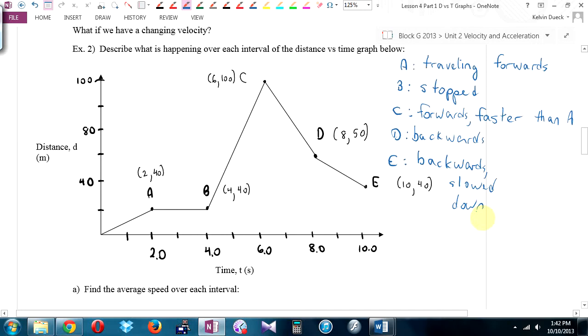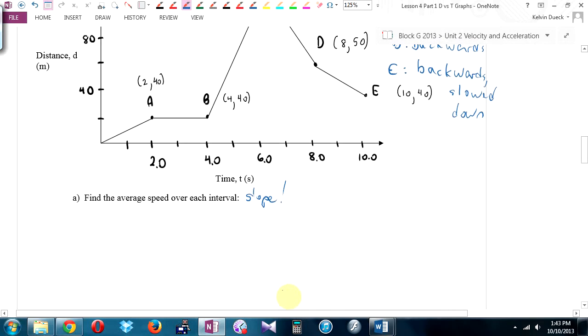In fact, because we actually have numbers, I made up numbers for each point, we can find the average speed. Here I switched to speed because, although I can say forwards and backwards, I certainly can't say north, south, east, or west. So this is why I said it's kind of a gray area. How can I find the average speed? Slope. So let's find the average speed for section A.